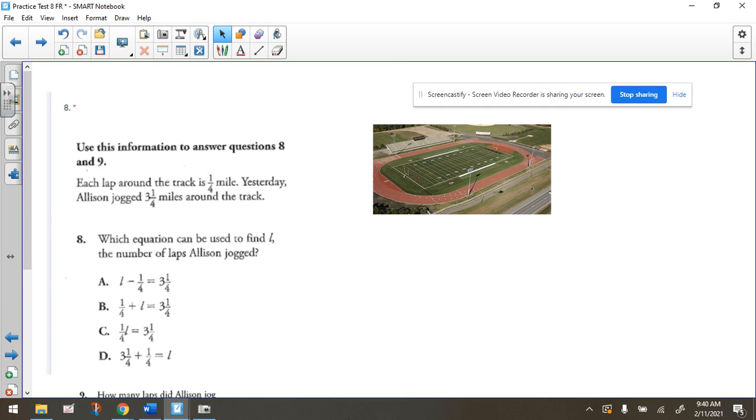We're going to take a look at questions 8 and 9 from the L22, which is a little bit tricky. It says, use this information to answer questions 8 and 9. Each lap around the track is 1/4 mile. Yesterday, Allison jogged 3 1/4 miles around the track. So let's visualize the situation here. If we start where this post is, and we go all the way around the track, then that's 1/4 of a mile.